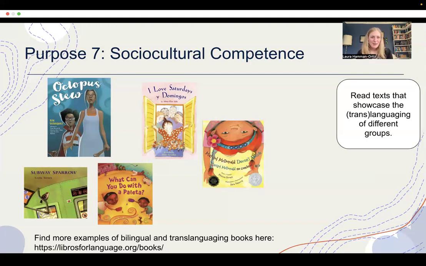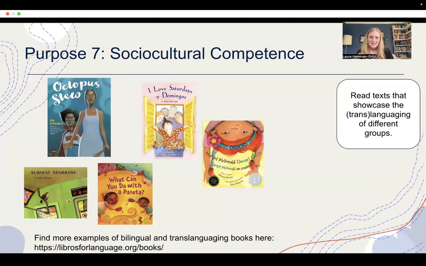This book by Alma Flor Ada, I Love Saturdays y Domingos, talks about the child spending time with both sides of her family, the Spanish-speaking side and the English-speaking side. And Marisol McDonald Doesn't Match, Marisol McDonald No Combina, showcases translanguaging, but is also a bilingual book. So there's also part of the text that is exclusively in Spanish.